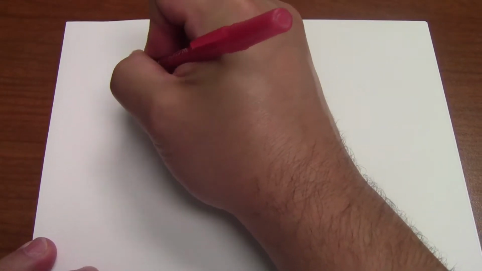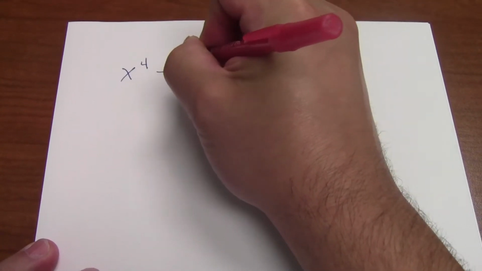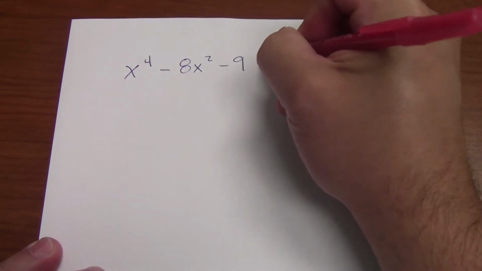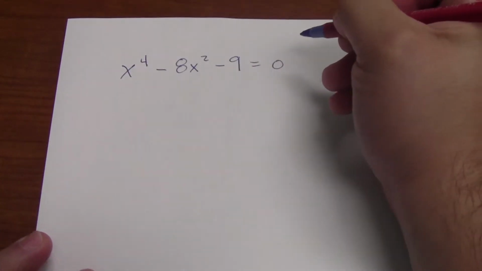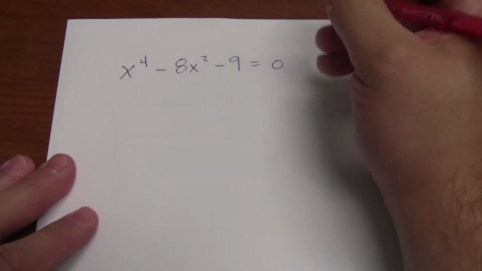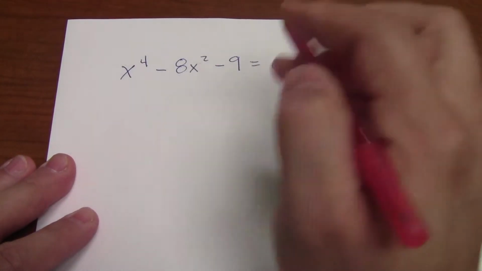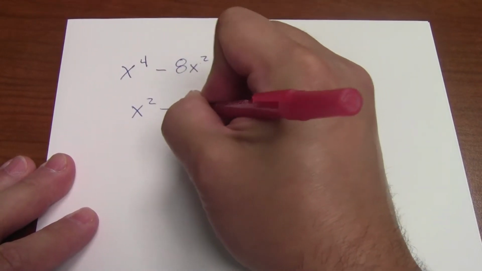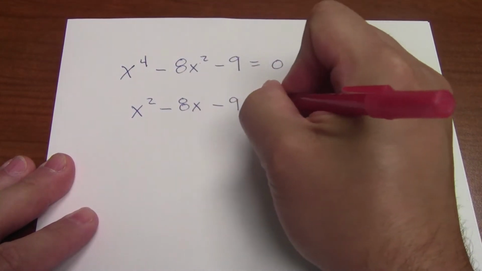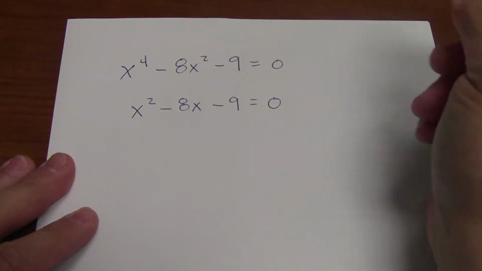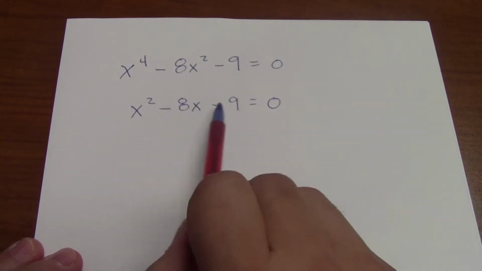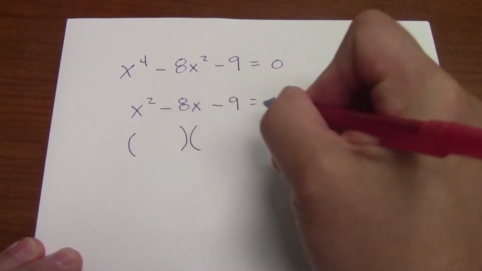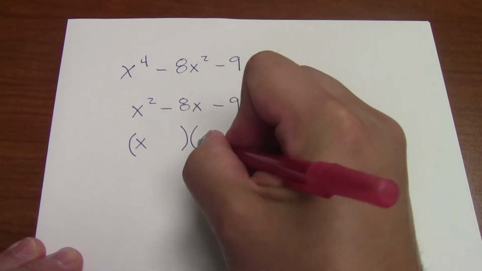Next problem. x to the fourth minus 8x squared minus 9 equals 0. All right, first thing I do is I'm going to take out those x squareds. So I'm going to reduce that out. It's just going to be x squared minus 8x minus 9 equals 0. And then just like the last problem, I need to figure out what the middle is going to be. So I'm going to do two parentheses, x and x.